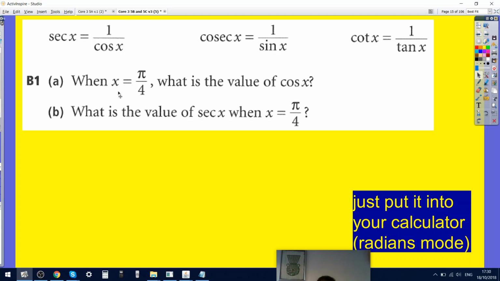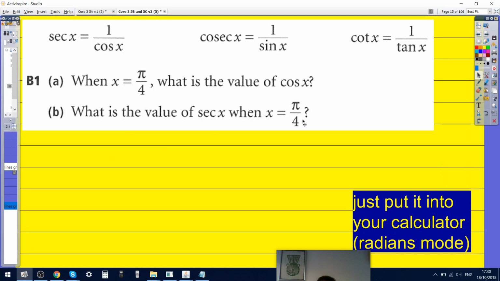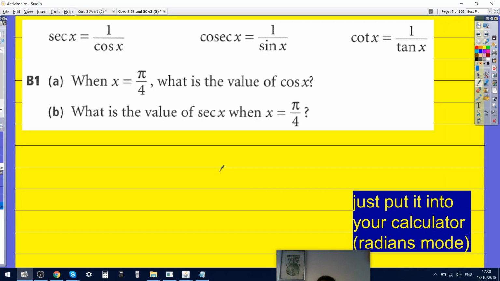Okay, B1 part A, try it. When x equals pi over 4, what is the value of cos x? So cos pi over 4. Radians.